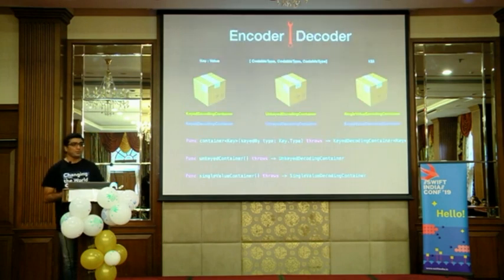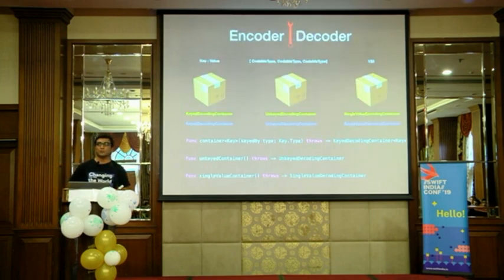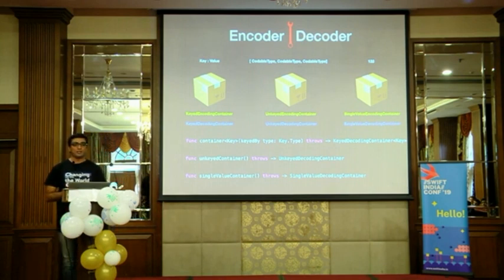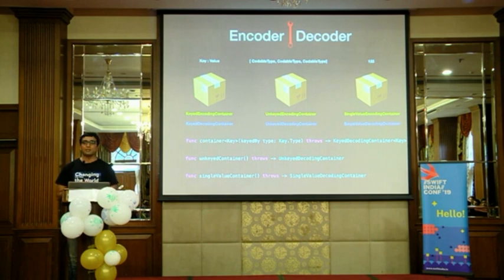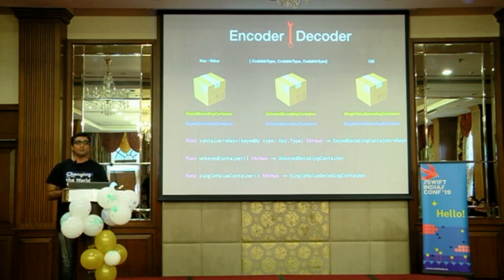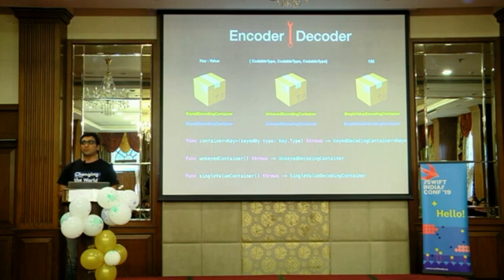Encoders and decoders can be categorized into containers. They provide a container which can be grouped into three categories: a keyed container, an unkeyed container, and a single value container. A keyed container is primarily used for dictionary types, which have keys. An unkeyed container contains an array, and a single value container is used if you want to serialize a single value like string, float, double, number, and null, or just an empty.